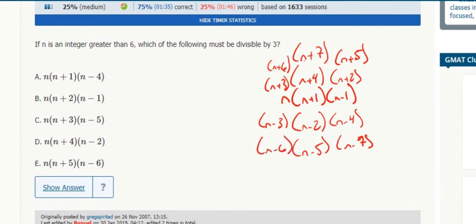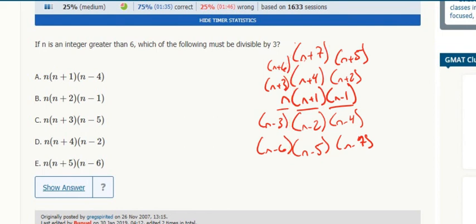Now, here's the thing. What we need to cover our bases, n plus 1, n minus 1, we really just need one from each column. We can mix and match one from each column, and that will cover all our bases, because it will be just as good as having n plus 1, n minus 1. We just got a different version of it, with one of those values having added 3 or subtracted 3 from it.